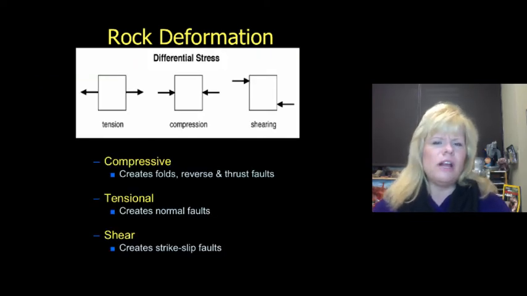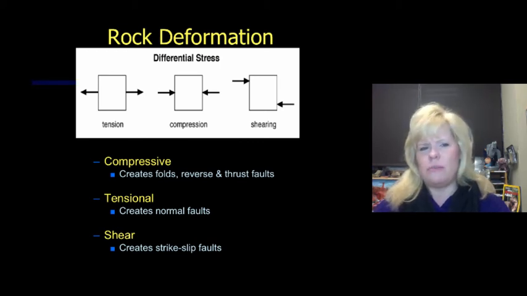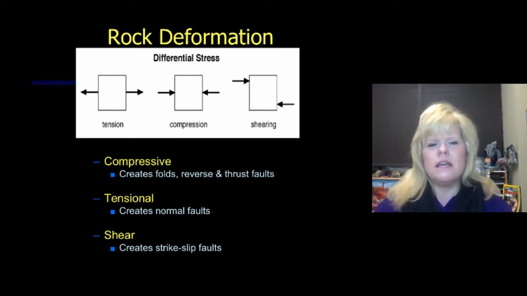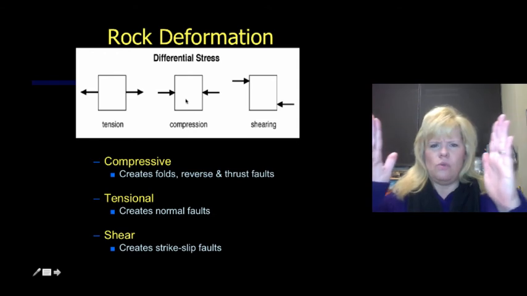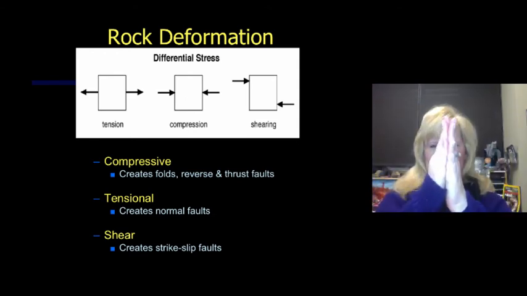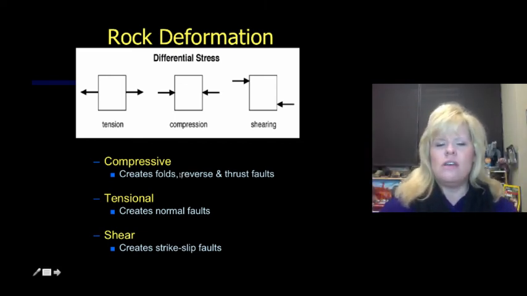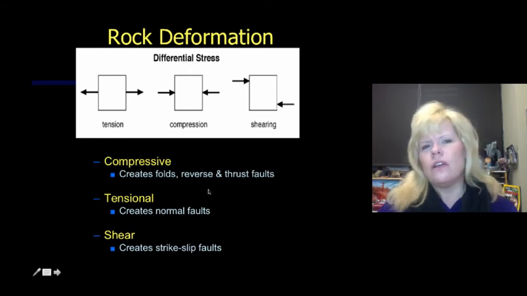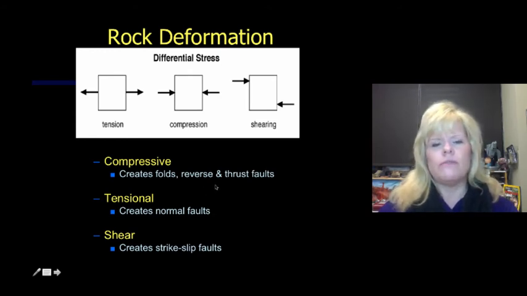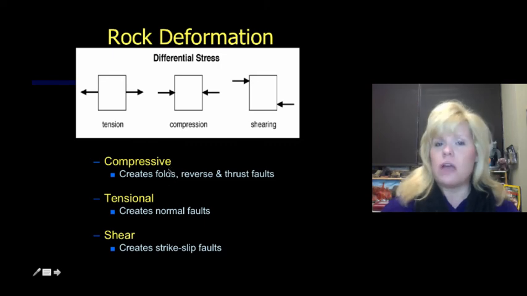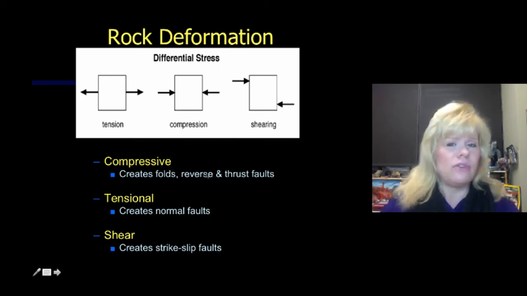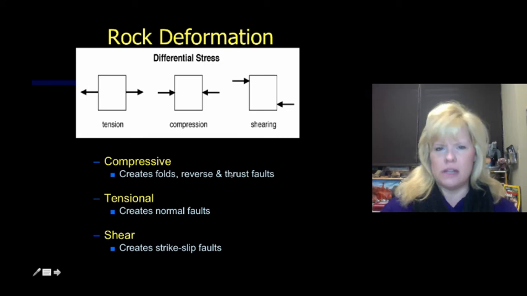So let's be very clear on the three types of stress that are occurring to rocks. When you get compression, which is this one right here, you've got things that are smashing together. So some kind of compression happens like this. This is very important because whenever you squish things together, you can create, test question, folds, reverse, and thrust faults. Very specific. It creates all types of folds, reverse and thrust faults. We'll be learning about the faults a little later.